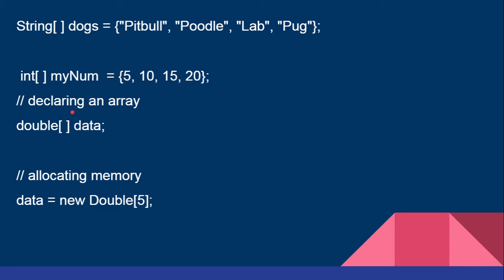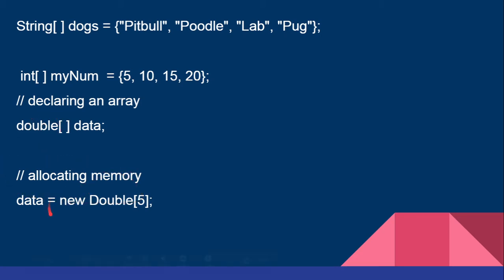Suppose you want to declare an array without specifying the values, you just have to say the array type and then the array name. No need to give the values. That is declaring an array. Now here double data means this will declare an array called data which contains doubles, that is, floating values. Now let us see how to allocate the memory.